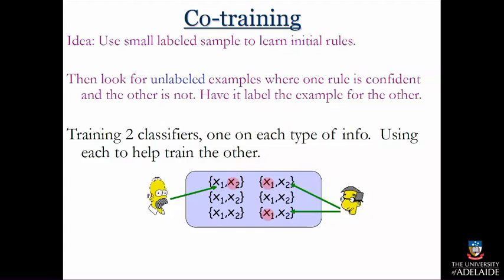So then in this case, we can train two classifiers, one on each type of information, right? Each type of complementary information. If the two sources of information are highly correlated, then maybe it's useless, right? This idea will not work because essentially you are using the same information. So these two sources of information ideally should be complementary, say orthogonal to each other, right? And then we can use this very simple idea, to use each to help train the other.